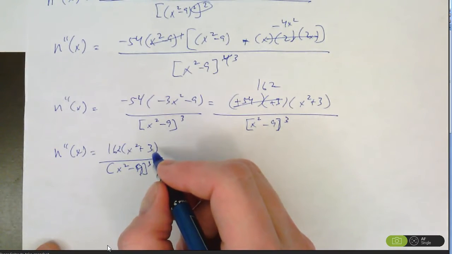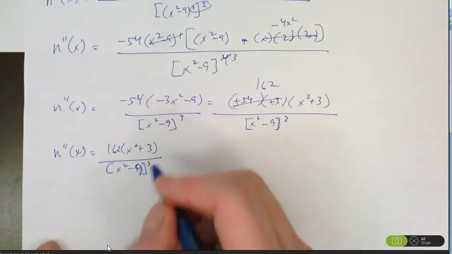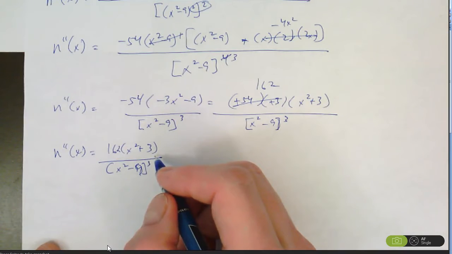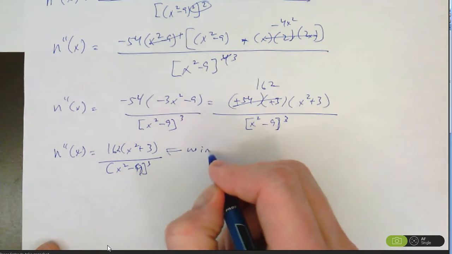Hey, we have a problem. X squared plus 3 can't solve for 0. That means I don't have any inflection points. So no inflection points.